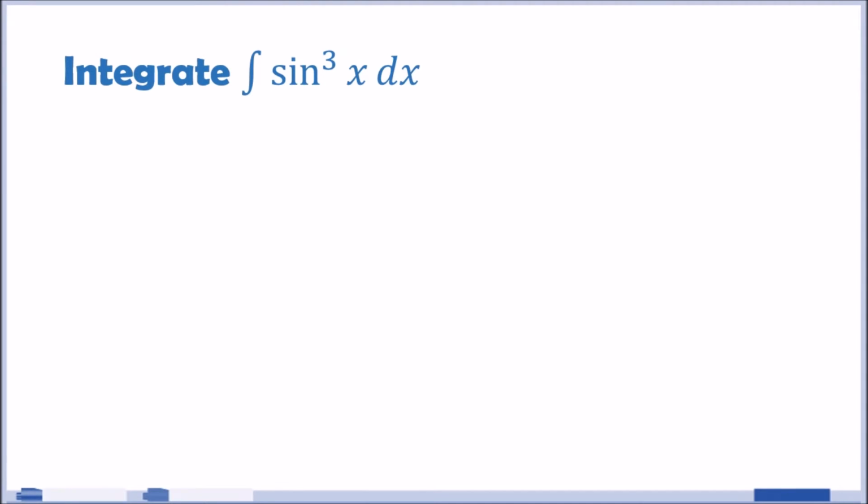So let's do this. Here we're going to integrate sine cubed x with respect to x. All right, how do you do this? Well, the dead easy way is to always consider that when you're dealing with powers of sine and cos, always rewrite them in even powers, in other words, especially powers of 2. I will show you why in a second.